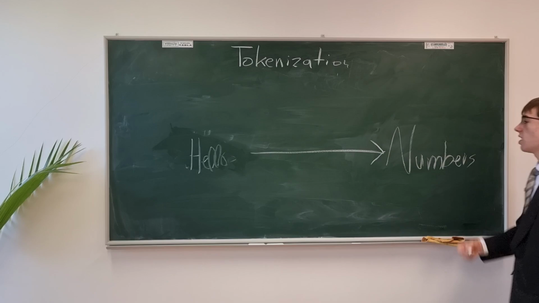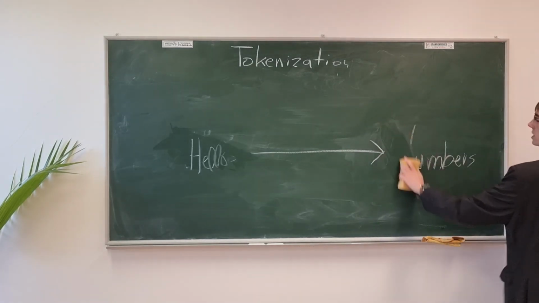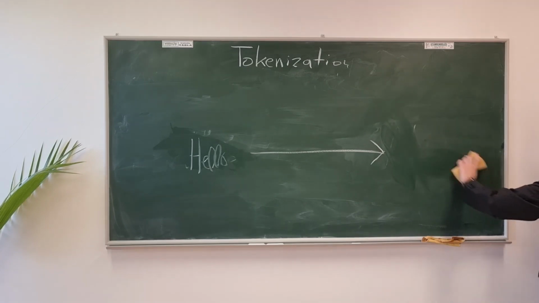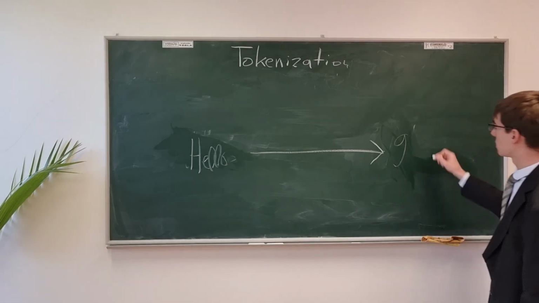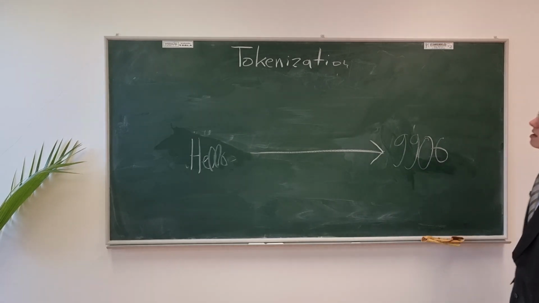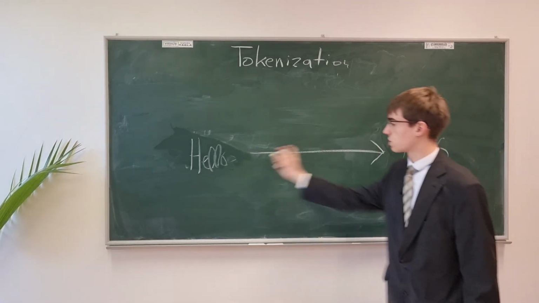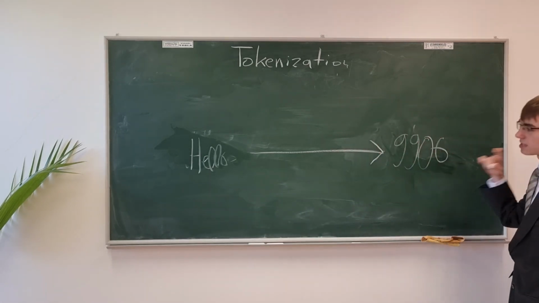then we would want a number equivalent for that, which we can process using our large language model, such as in the case of Llama, 9,906. So this is tokenization. It's taking in a word and compressing it to a single number.